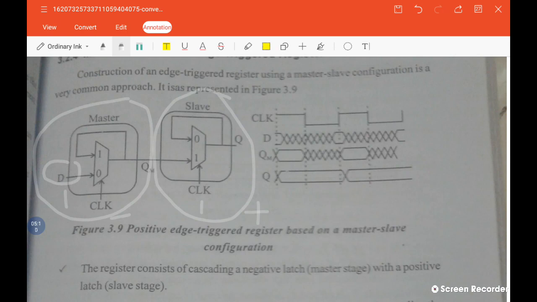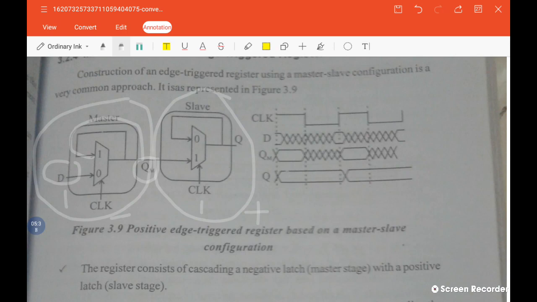What can happen is only that the data already available in QM can be held here. That means the loop is enabled and the latch holds the QM value, that's all. So no new data is copied now. That's why we say the master now goes into hold mode.